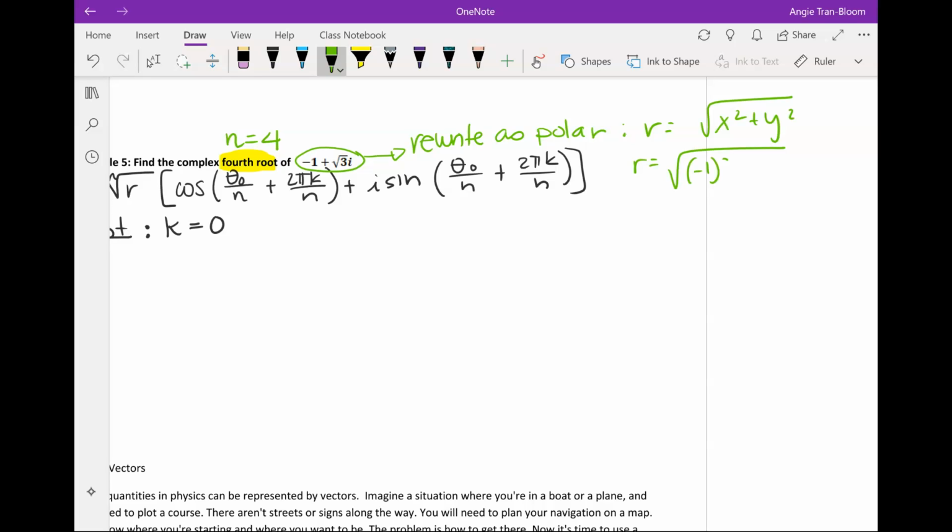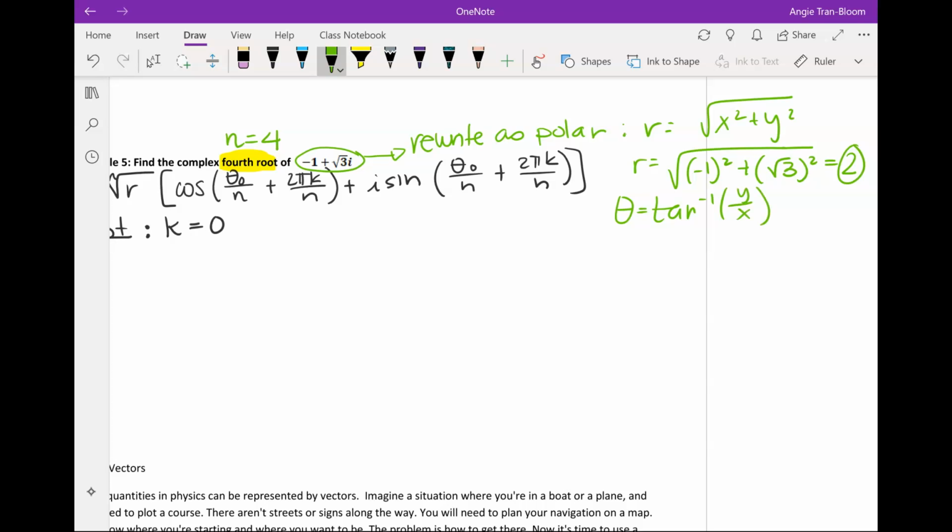X is -1, square that. Y is √3, square that. So what did R come out to be? 2. Perfect. I got R. What else do we need to find for polar? Theta. How do we find theta in polar? Tangent inverse of y divided by x.